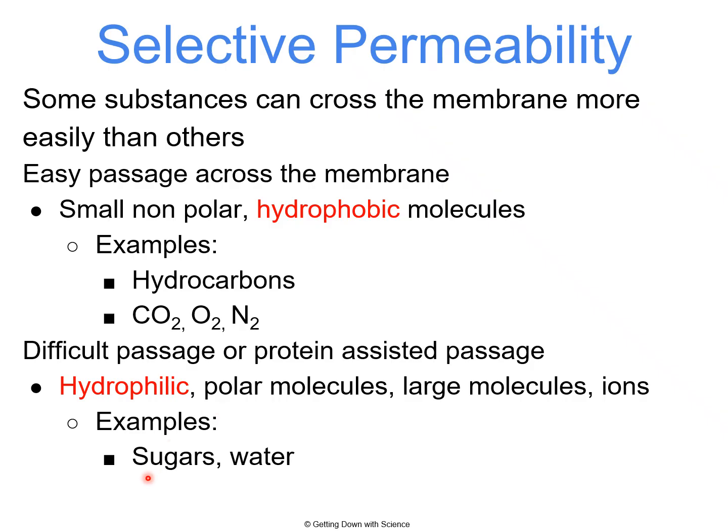Here are some examples of molecules that have difficulty crossing the cell membrane. Sugars like glucose, for example, and I mentioned water before. Glucose is too large, and therefore glucose is not easily diffused through the pores of the cell membrane, and glucose needs help crossing the cell membrane.